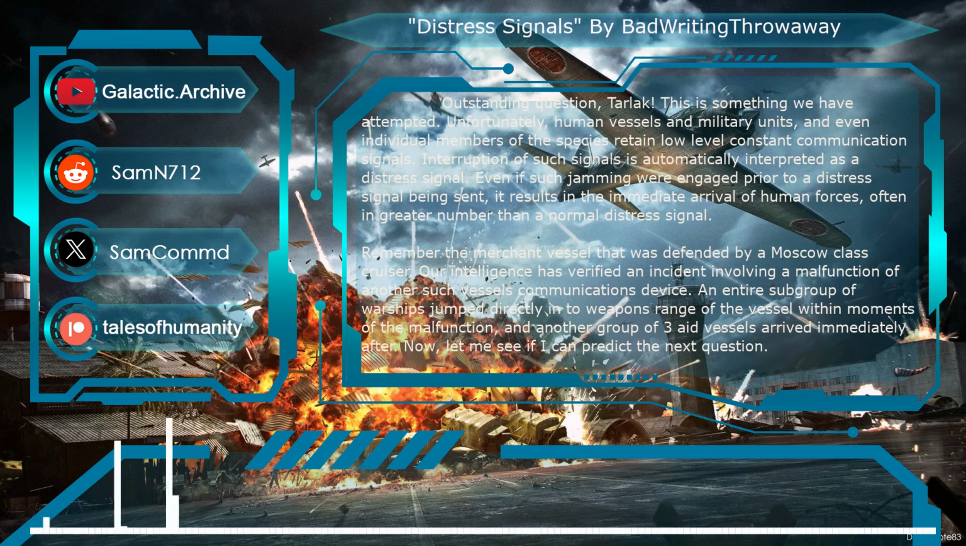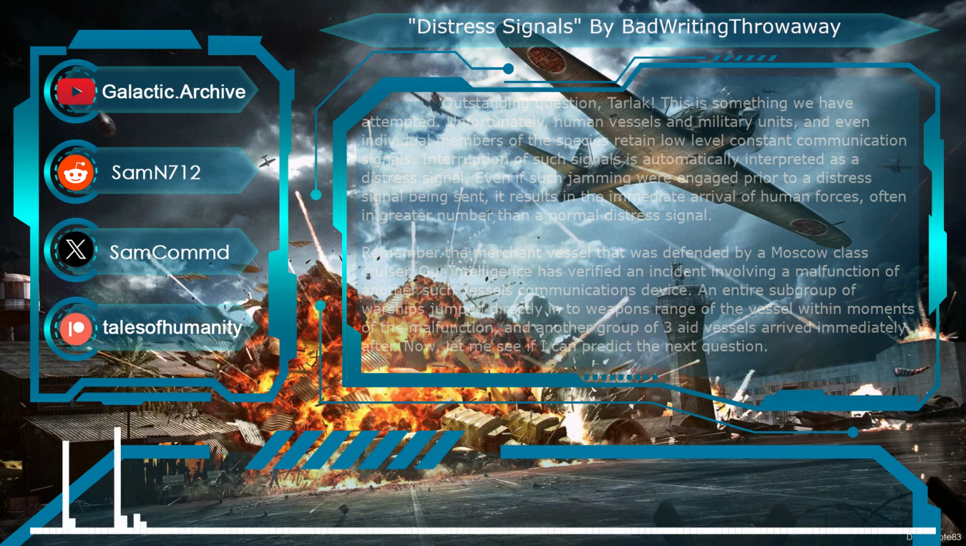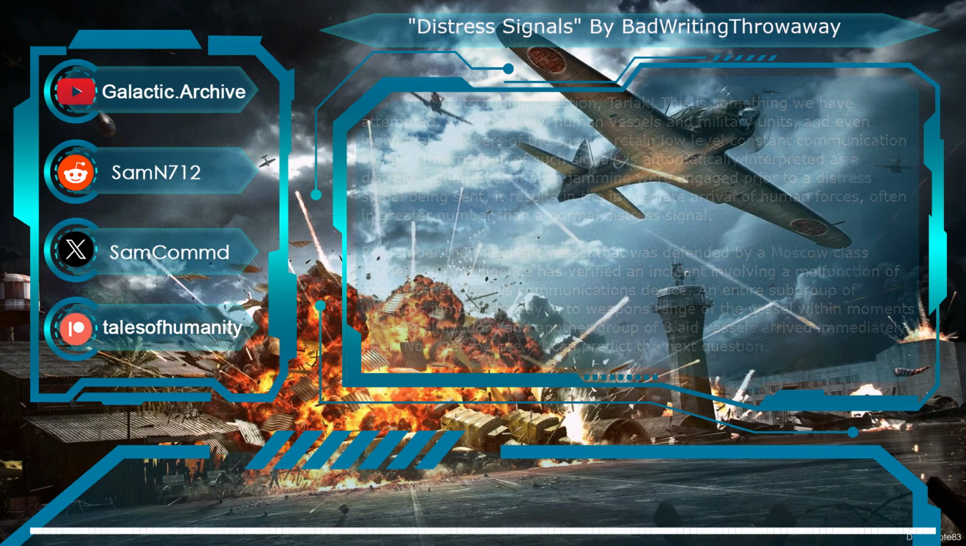Remember the merchant vessel that was defended by a Moscow-class cruiser. Our intelligence has verified an incident involving a malfunction of another such vessel's communications device. An entire subgroup of warships jumped directly into weapons range of the vessel within moments of the malfunction, and another group of 3 aid vessels arrived immediately after. Now, let me see if I can predict the next question.